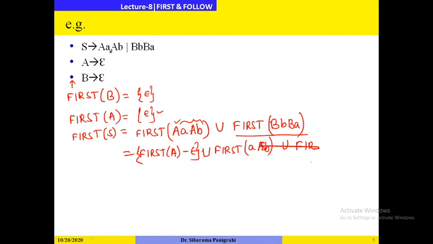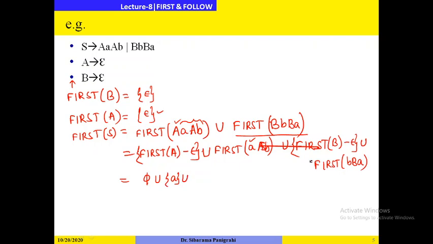So first of B minus epsilon union first of B A. So here what you will get? First of A minus epsilon is phi, because first of A contains only epsilon, epsilon minus epsilon you will get phi. Union first of A B. So it started with a terminal, so you will get A.